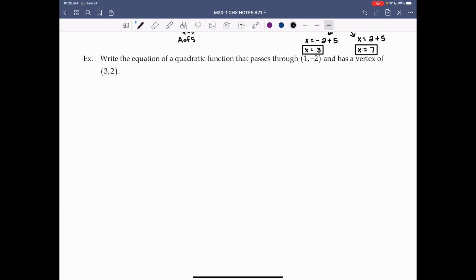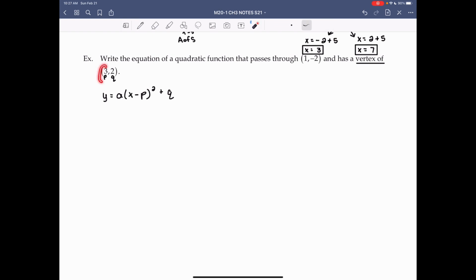Example: write the equation of a quadratic function that passes through (1, negative 2) and has a vertex of (3, 2). Remember that in vertex form of a quadratic function, the vertex is (p, q). So this is p and this is q. Then y equals a times (x minus p) squared plus q, which is the vertex form of a quadratic function.